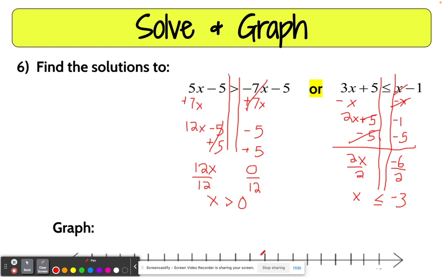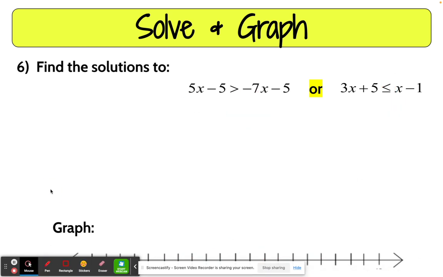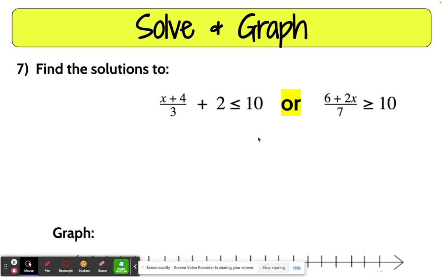So at 0, I'm going to have an open circle. So it's 0. And I'm saying numbers greater than 0, so it's going to go this direction. At negative 3, negative 1, negative 2, negative 3, I'm going to have a closed circle. And I want all numbers less than or equal to negative 3, so my line's going to go this direction. And you see they're pointing in opposite directions. It is an OR inequality. I have another OR.